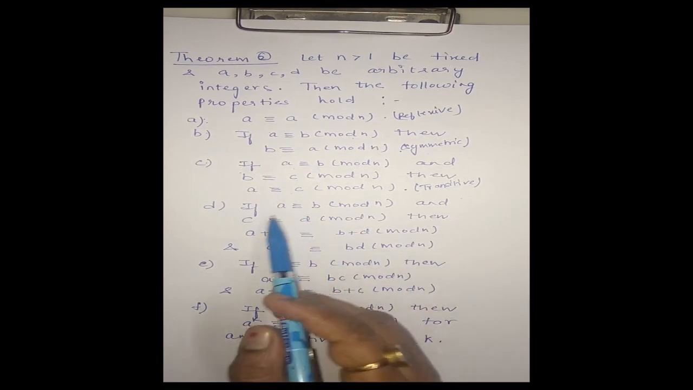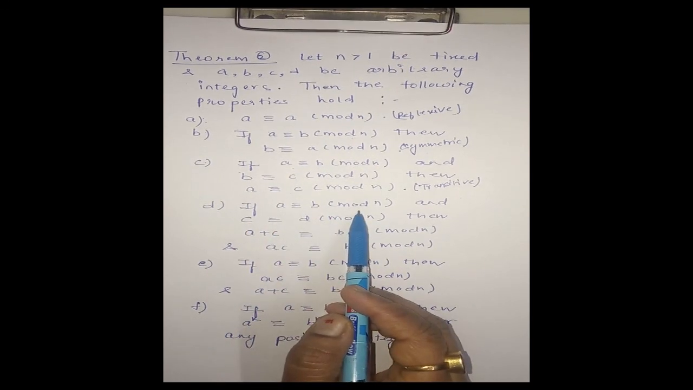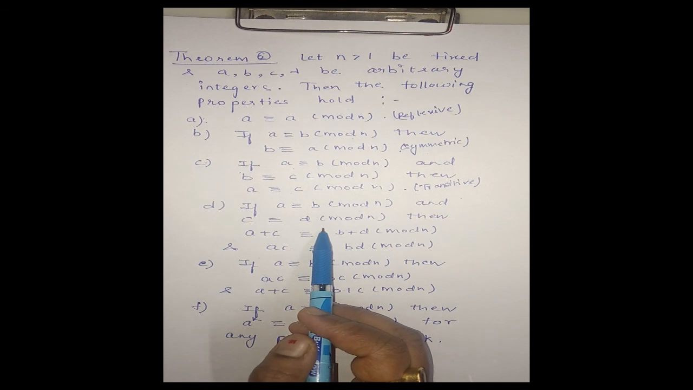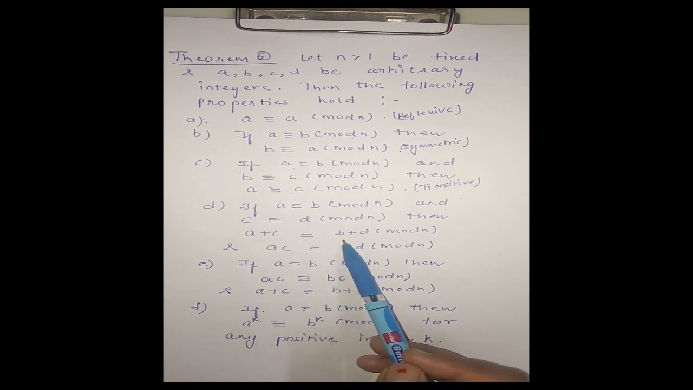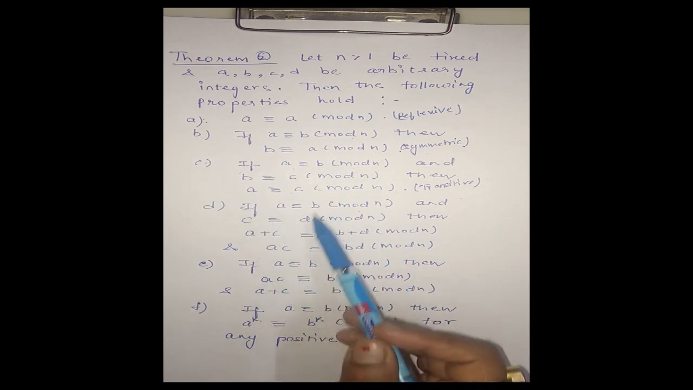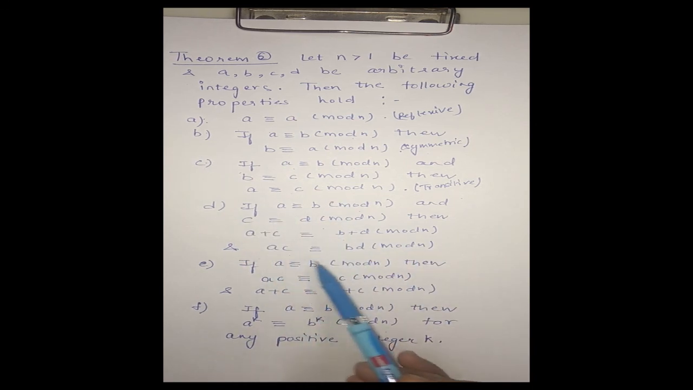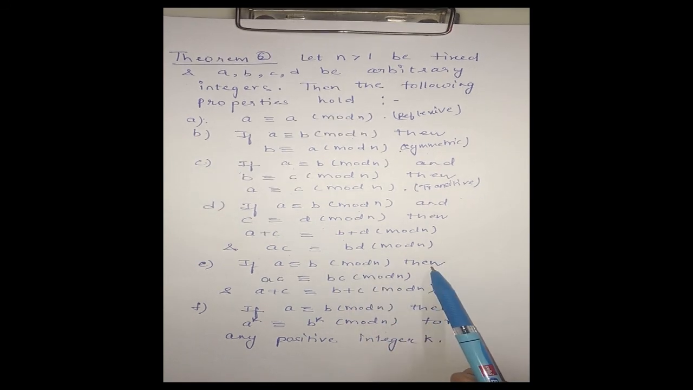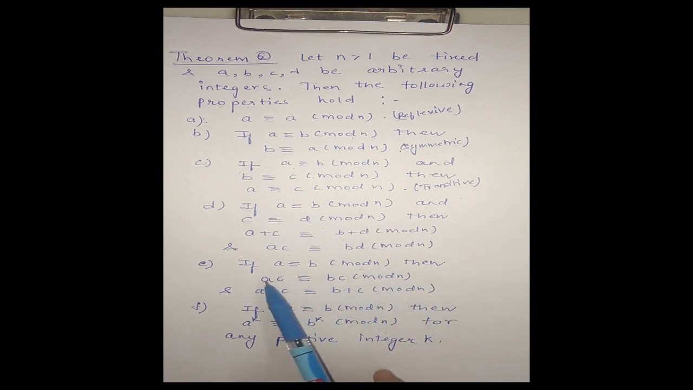Fourth property is if a is congruent to b modulo n and c is congruent to d modulo n, then a plus c is congruent to b plus d modulo n. We can add and we can multiply also. a into c is congruent to b into d modulo n. And next is if a is congruent to b modulo n, then ac is congruent to bc modulo n and a plus c is congruent to b plus c modulo n. Okay, we can multiply an integer and add an integer on both sides.